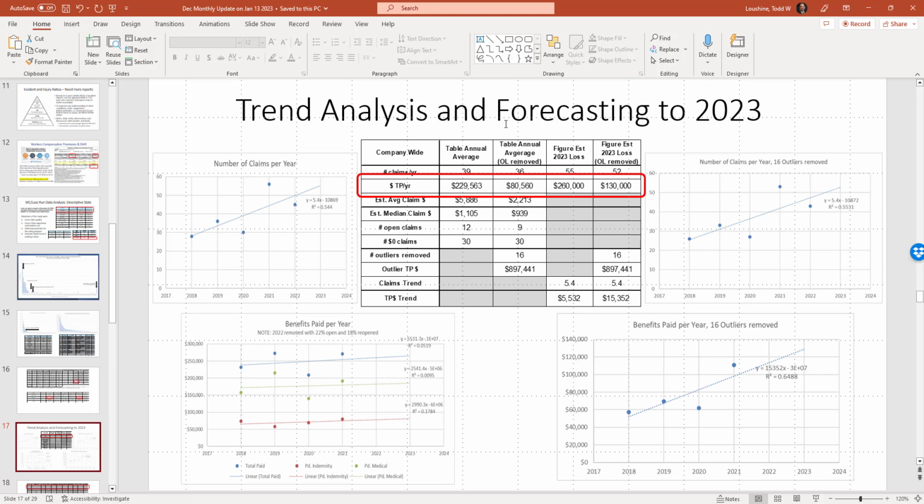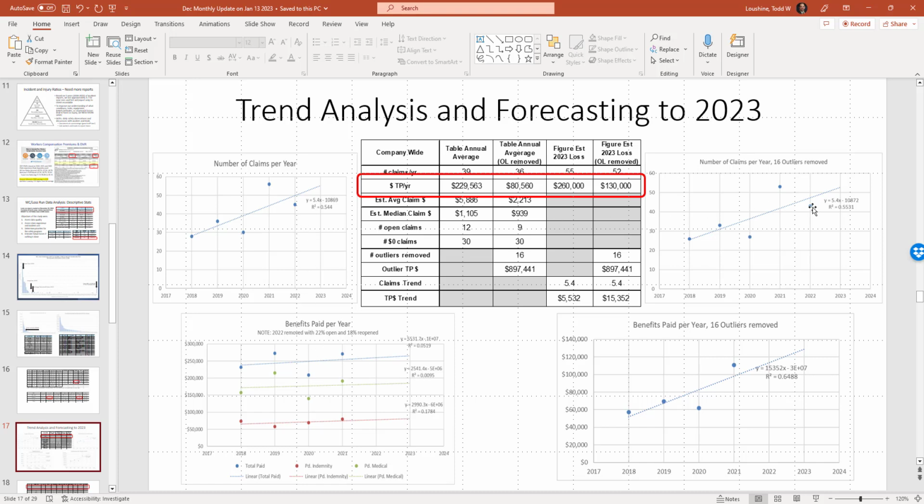Here's the trend analysis and forecasting. So we do trend analysis forecasting two different ways. One is we take annual averages. We take it with and without outliers removed, and then we use the scatter plot with a trend line that forecasts out a few years, and we estimate what it is. So if it's trending up, it's going to be higher than the average. If it's trending down, it's going to be lower than the average. If there is no change, then it would be the same as the average.